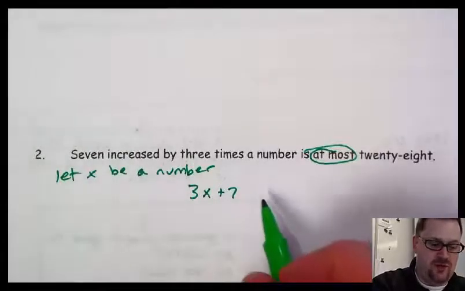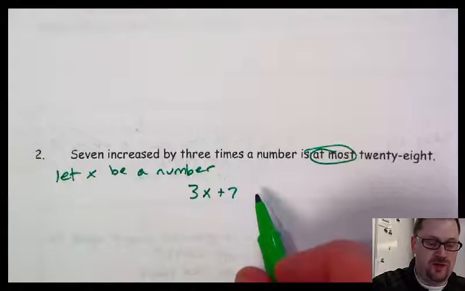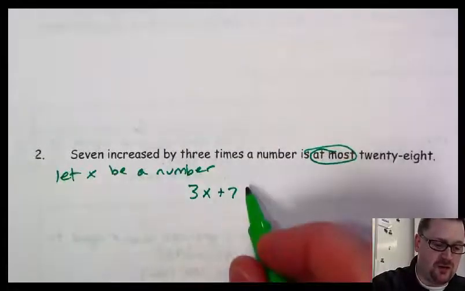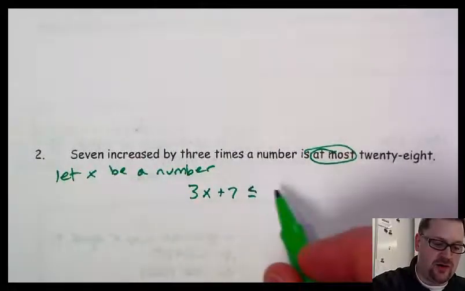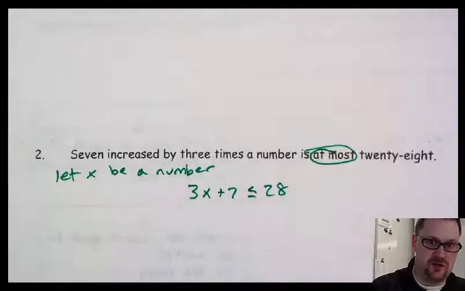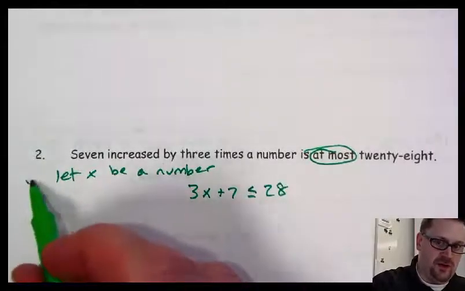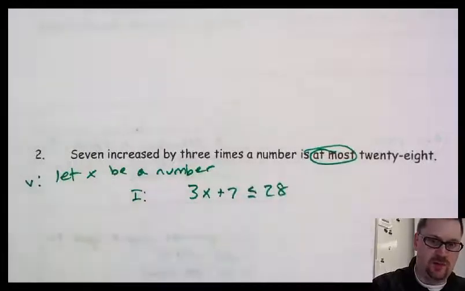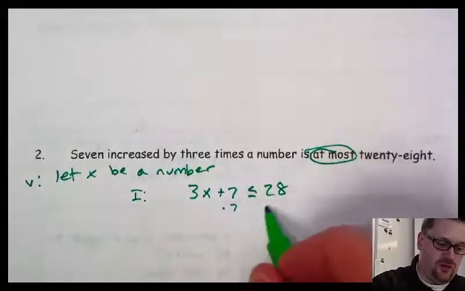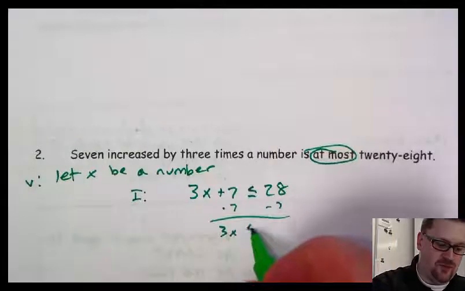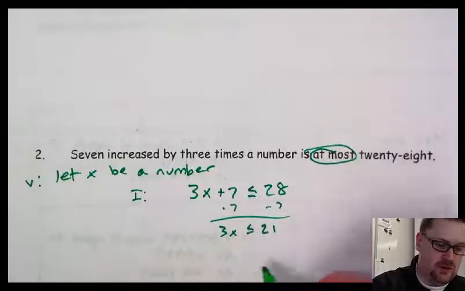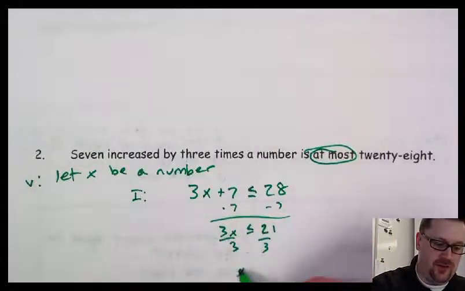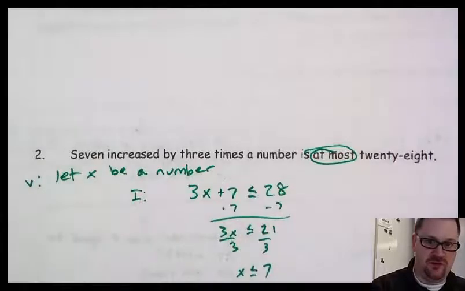Well, back on the front, I had mentioned that "at most" really means that's the highest it can go, so it would really be less than or equal to 28. Okay, so don't forget there's our inequality sign. Now we're not writing an equation, we're writing an inequality. We would still do the work to solve this, so we would get 3x is less than or equal to 21, divide by 3, and get that x is less than or equal to 7.